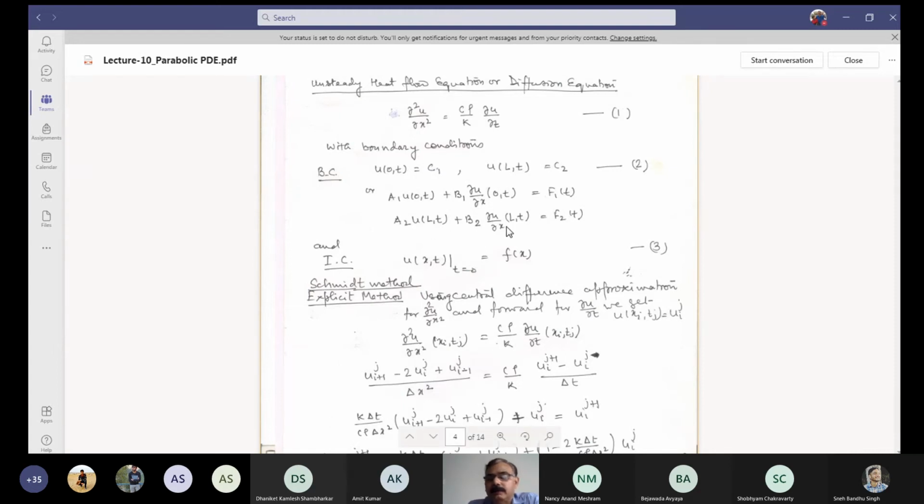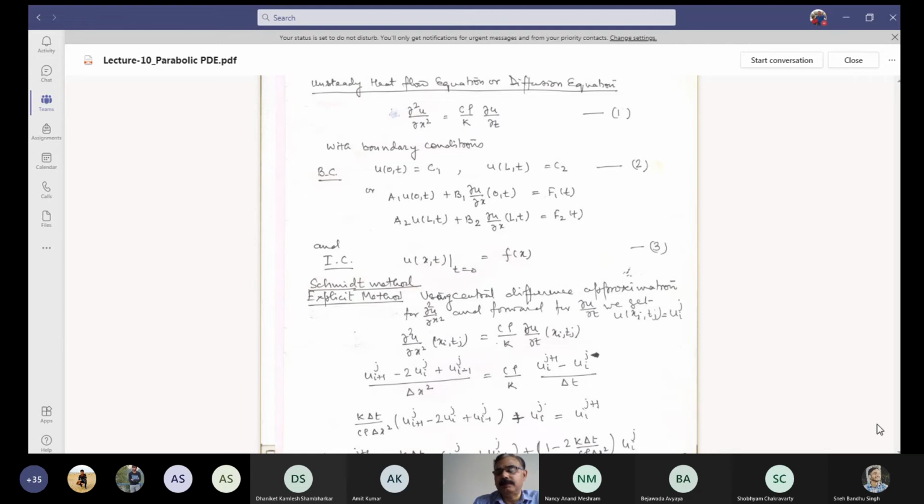You have already seen that it is either Dirichlet type of boundary condition that you have seen for the earlier case, or this Neumann type or mixed type of boundary conditions. Is that right? Now, here you see the equation is del 2u by del x square and then a constant, rho by k, del u by del t.